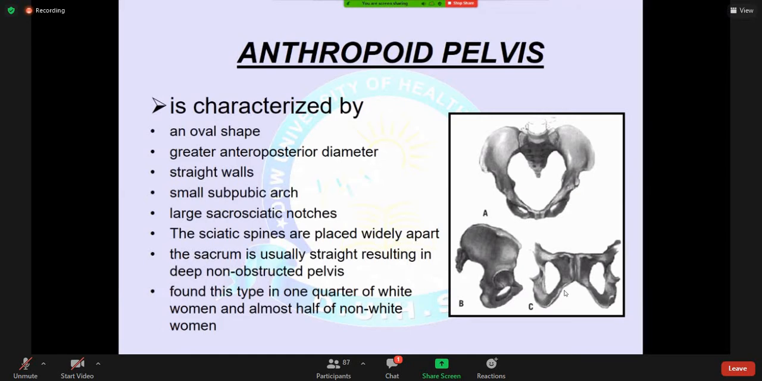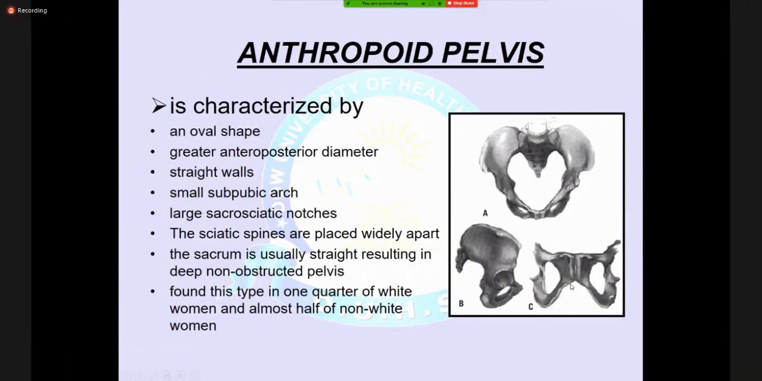The subpubic arch is not as wide as was shown in the gynecoid pelvis. There are large sacrosciatic notches, and you would also notice that the sacrum is more inward pointing. This kind of pelvis is present in about 25% of white women, and amongst the non-whites, there's about 50% propensity of having this pelvis.